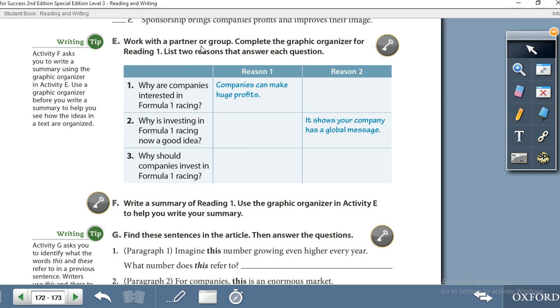Exercise E, work with a partner or group. Complete the graphic organizer for reading 1. List 2 reasons that answer each question. So let's look at the first example, number 1. Why are companies interested in Formula One racing? Reason 1, companies can make huge profits. Reason 2, you can write any answer. Number 2, why is investing in Formula One racing now a good idea? A reason that they have given you, it shows your company has a global message. So obviously all of this information, your reasons, you are going to get them from reading 1.